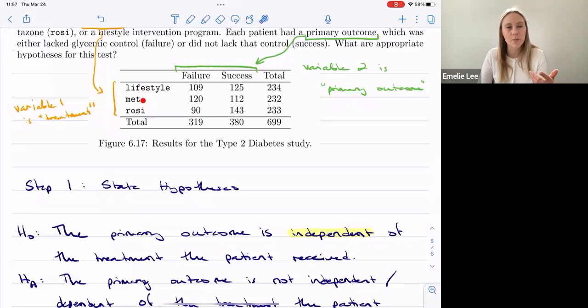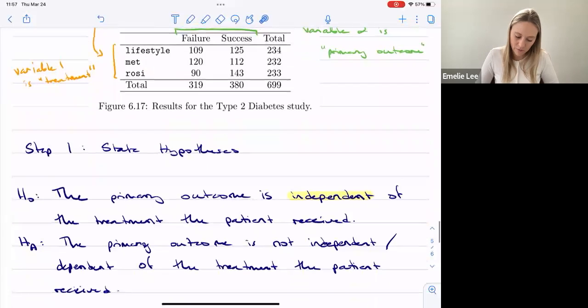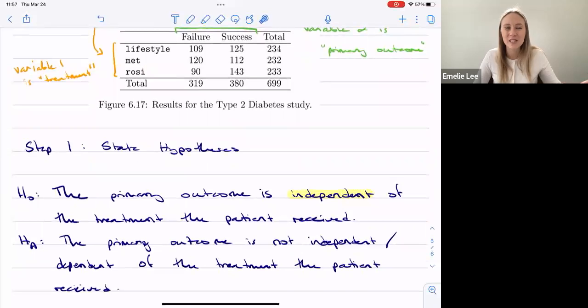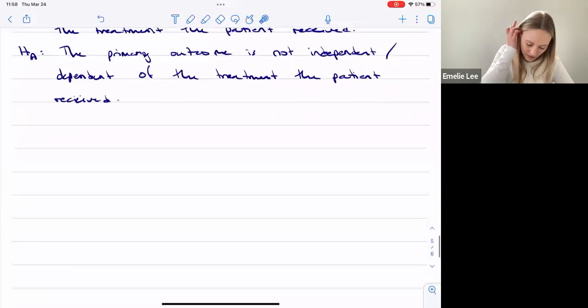So our next step is going to be to calculate the expected counts. And once we have the expected counts, we can check to make sure that we have satisfied our conditions, right? Because we need to make sure that I have at least 5 successes, expected counts, sorry, in each category, or in each cell.